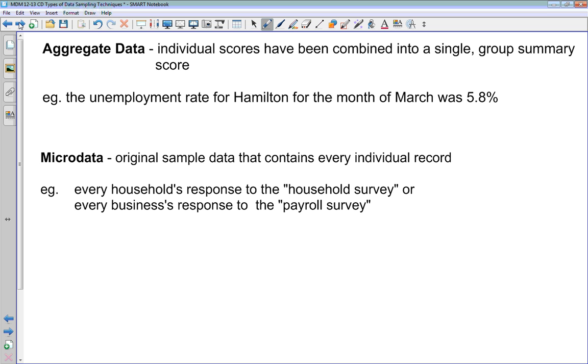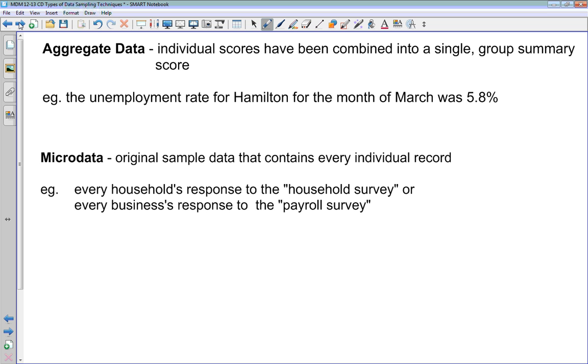So if you took every single one of these household surveys, every single one of these payroll surveys, and you put them in a big pile, that would be your microdata. Okay? Whereas if you take the information you get and you combine it into the unemployment rate, which is what you're trying to measure, that is aggregate data. So do you want to work with aggregate data or do you want to work with microdata? Aggregate data is a lot easier to work with because all of the analysis has been done for you. But you're limited in that the only thing you can do with that aggregate data is what that analysis has been designed to show you.